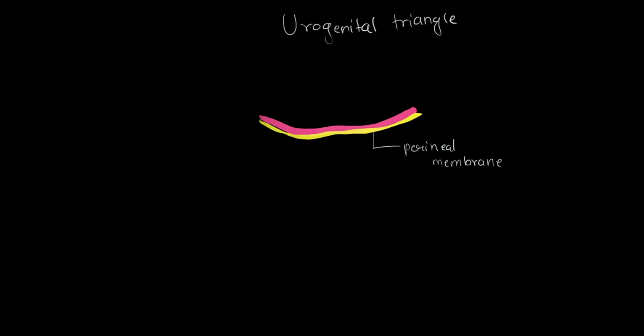So let us look at the urogenital triangle. That is a rough diagram of the urogenital triangle, especially the muscles. The first structure that comes exterior to it is known as the perineal membrane. And the perineal membrane is divided into a dorsal and a ventral part.